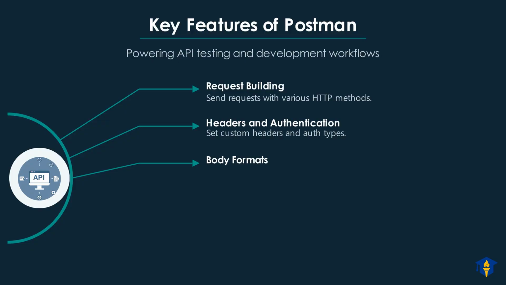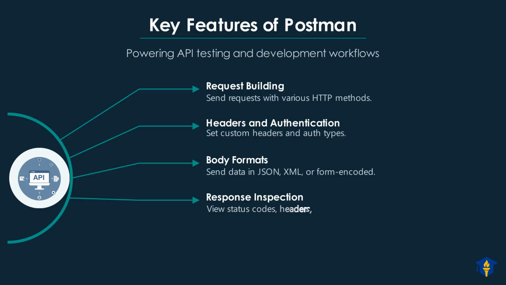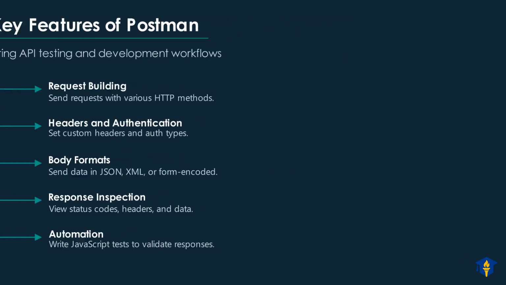Postman supports multiple body formats for sending data, accommodating different API requirements. Send data in JSON, XML, or form-encoded formats, ensuring compatibility with diverse APIs. After sending a request, Postman offers comprehensive response inspection features: status codes, headers, and the raw data returned, helping you understand the API's behavior. Moreover, Postman provides powerful automation capabilities, allowing you to script your tests. Write JavaScript tests to validate responses, ensuring your APIs always behave as expected.